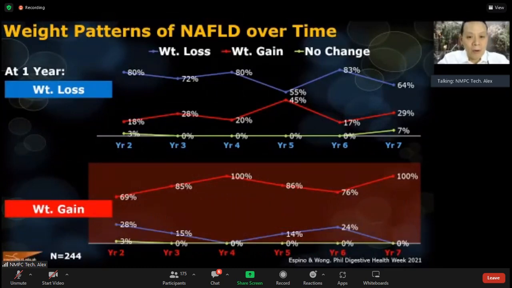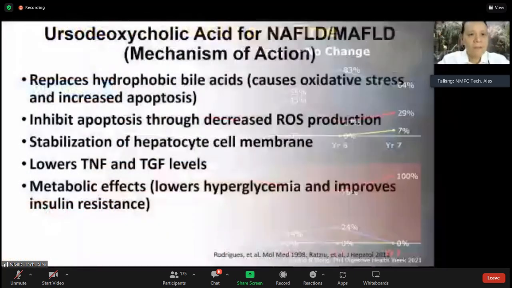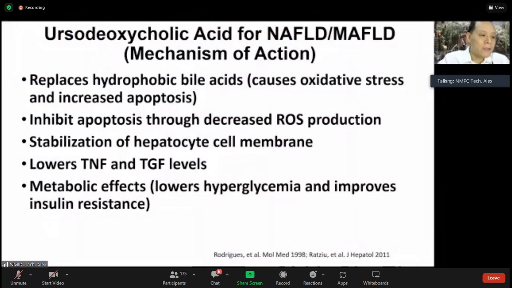Now, this is more alarming. Those patients who had gained weight after the first year, 100% of them had a weight gain at the end of 7 years. So, which brings us to pharmacotherapy. As I've mentioned, even though weight loss is the cornerstone treatment, you still need pharmacotherapy in most cases because most of our patients are really not very compliant.